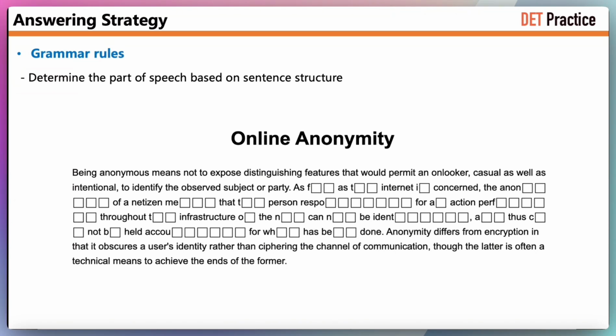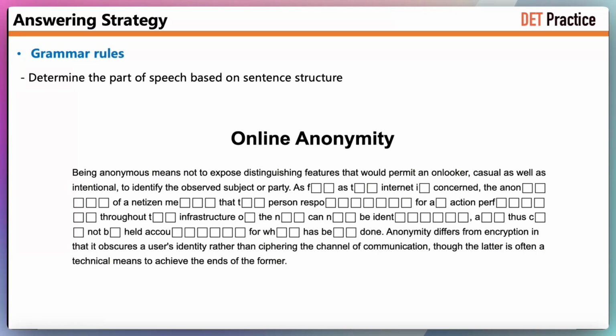or party being observed. The last sentence reads, "Anonymity differs from encryption in that it obscures a user's identity rather than ciphering the channel of communication, though the latter is often a technical means to achieve the ends of the former." This can be translated as, anonymity is different from encryption in that it hides the user's identity rather than encoding the communication channel, although the latter is often used as a technical means to achieve the goals of the former. It discusses methods of anonymity and the difference between anonymity and encryption.